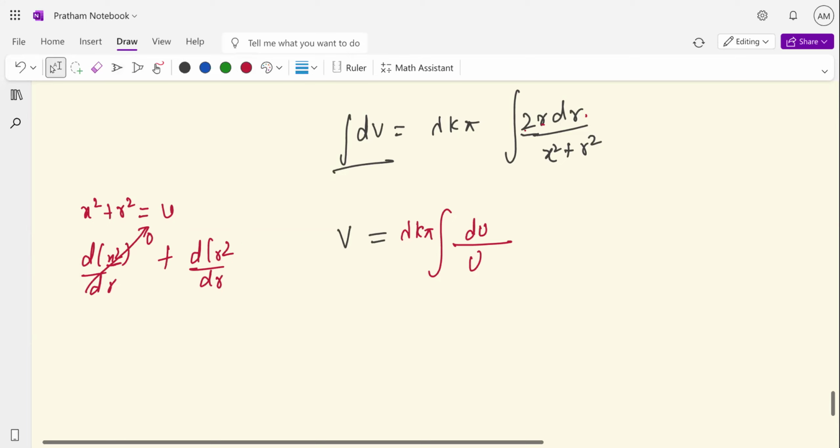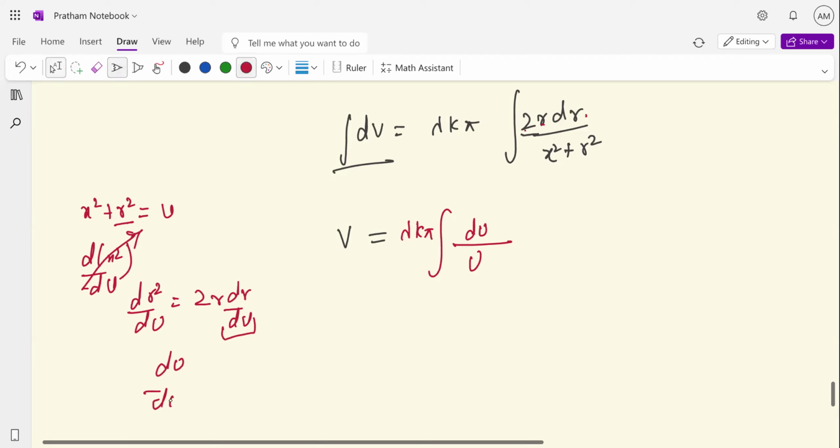You can do it another way also. If you differentiate with respect to u, then dr square by du becomes 2r dr by du, but you don't have any integration for this, so it is fine. du by du becomes 1. Clear? So if you put this whole thing, you will have dr divided by du equals 1. So again you got the same thing: du equals 2r dr. Understood? Okay, let's remove all this.